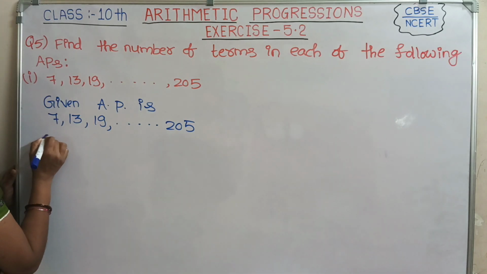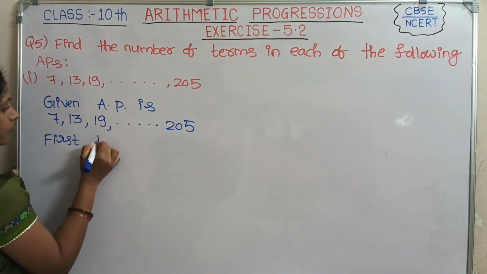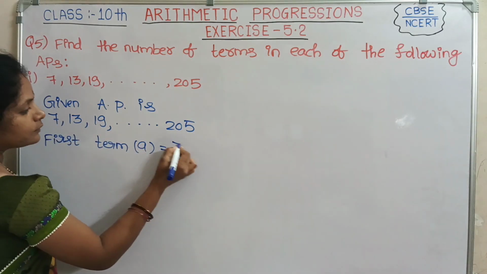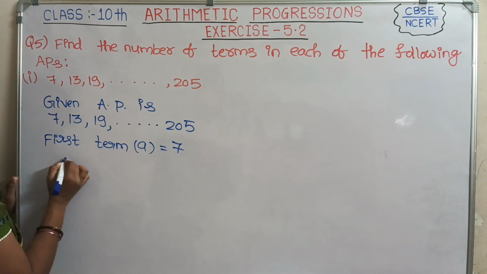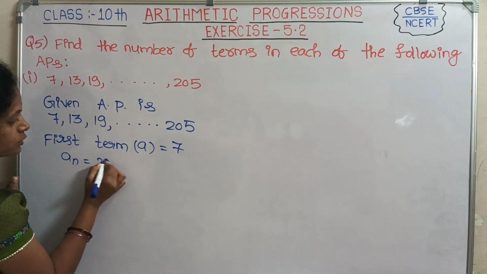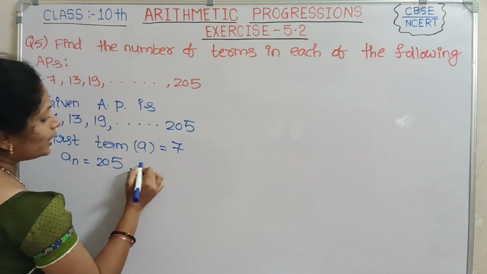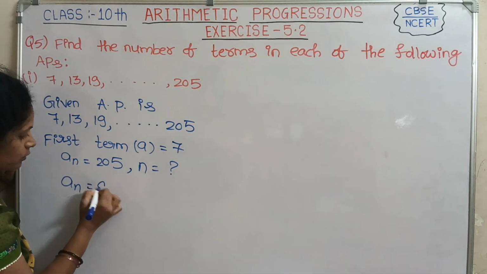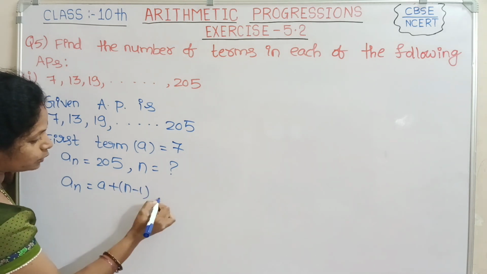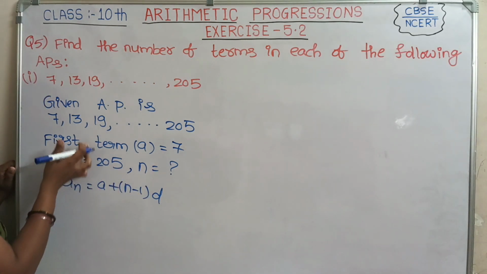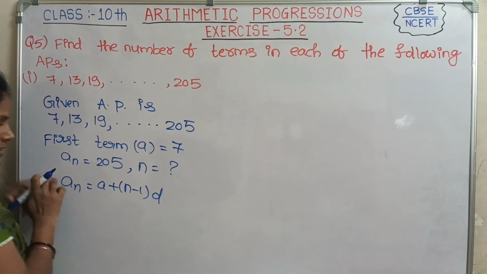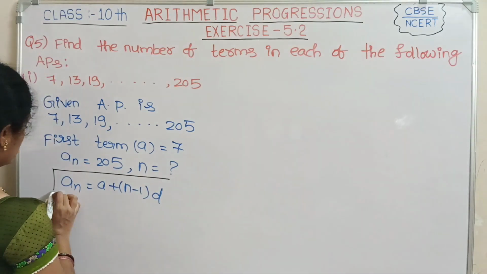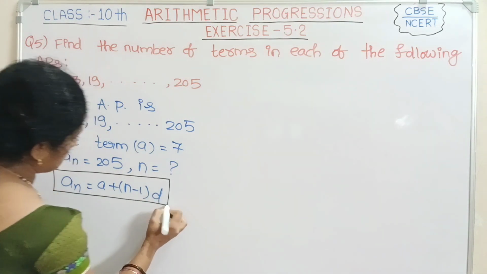Here the first term a equals 7 and an is equal to 205, and what is the value of n here? We know that an is equal to a plus n minus 1 into d. Here we have to calculate d also. This is the formula for the nth term in the given series of the AP.